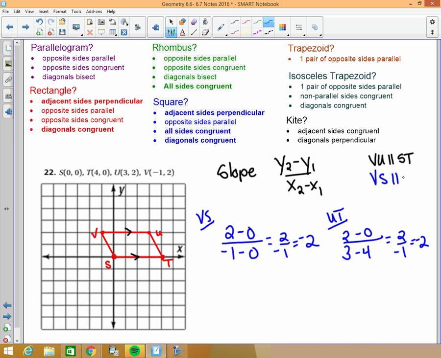Parallel to UT. Okay, then let's look at this one. Opposite sides are congruent. Well, again, because VU and ST are horizontal, I can just count them off, can't I? To see that they have the same distance.